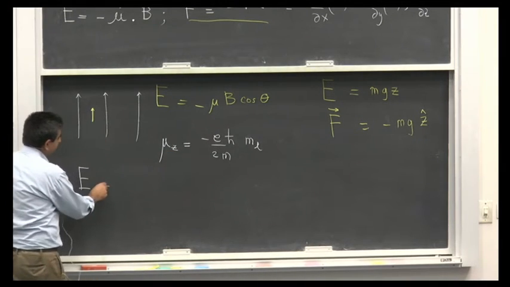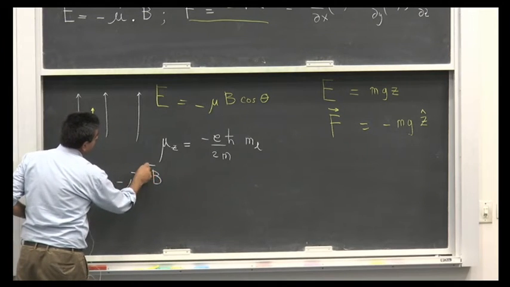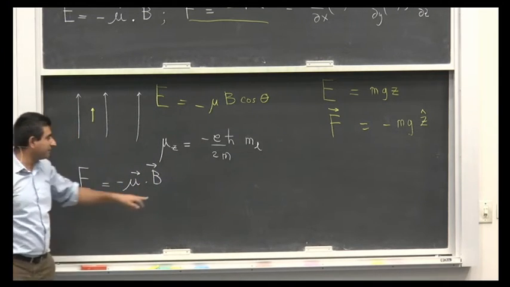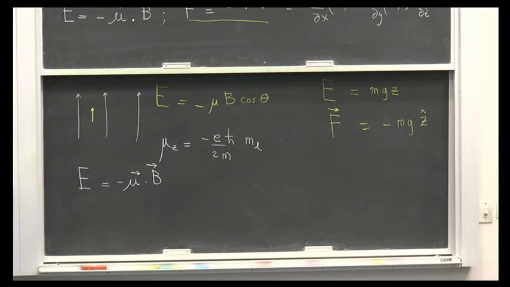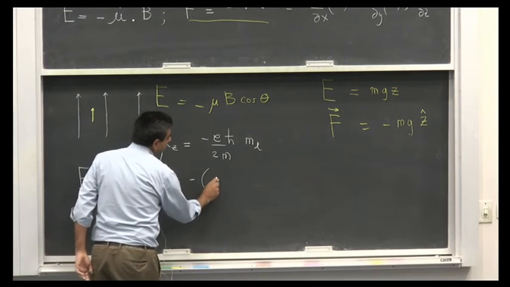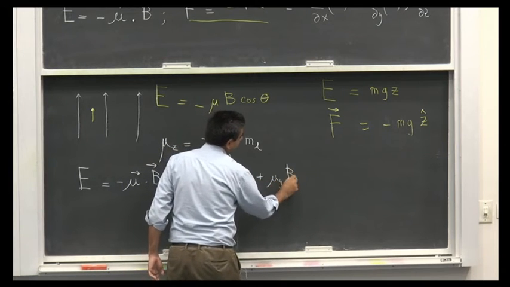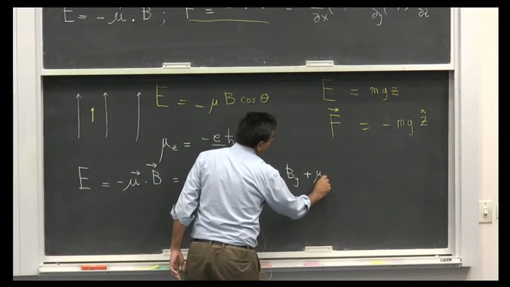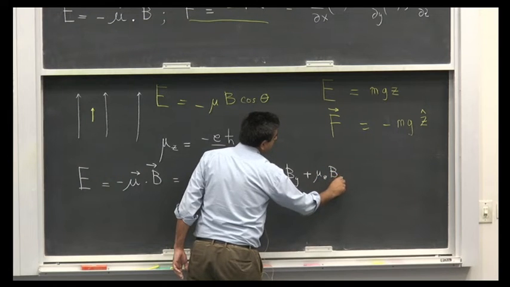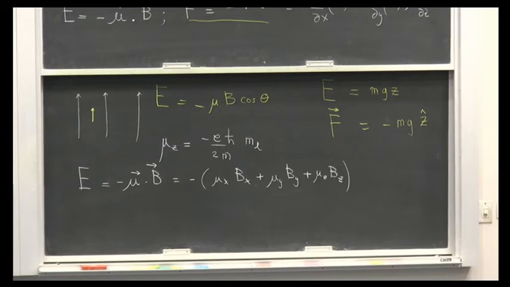So my energy is minus mu dotted with B, but since this is a dot product and B only has a z component, see, if I look at this dot product, it's minus (mu_x B_x plus mu_y B_y plus mu_z B_z). This is how I expand a dot product, right?